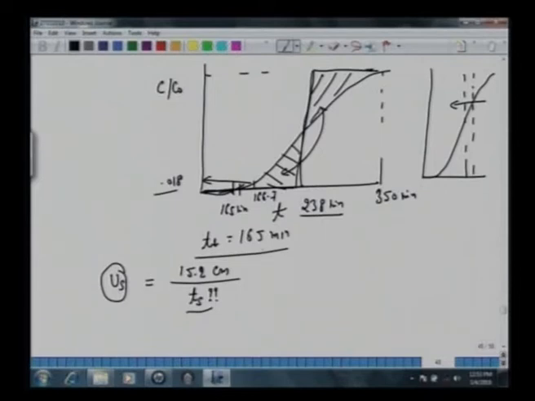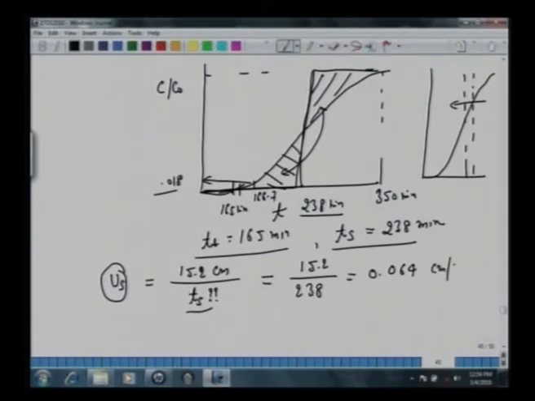So we have TB 165 minutes and we have this TS, the stoichiometric time, 238 minutes. So we got this US as 15.2 divided by 238, which, if you calculate, is 0.064 centimeter per minute approximately.